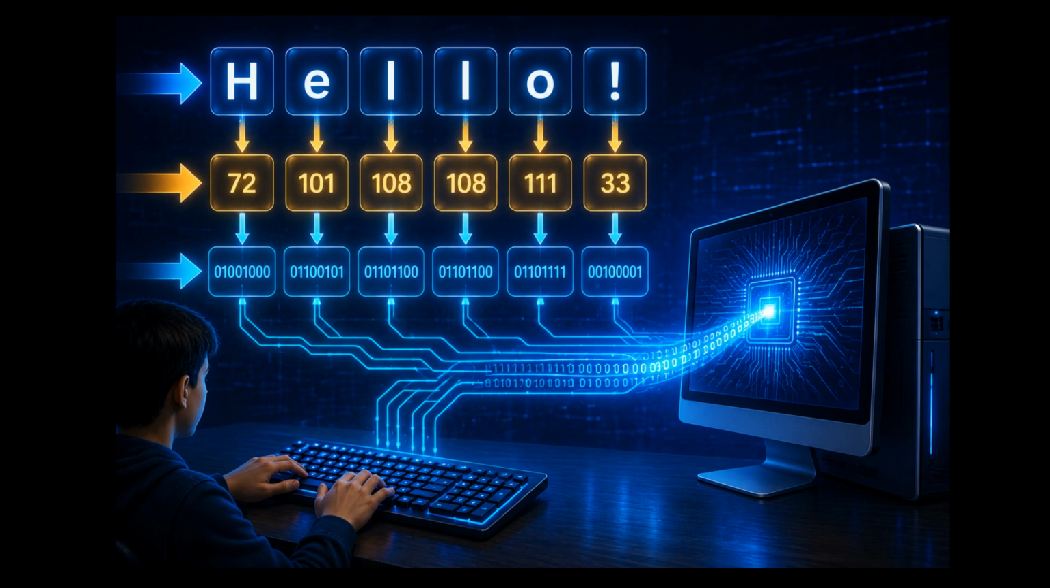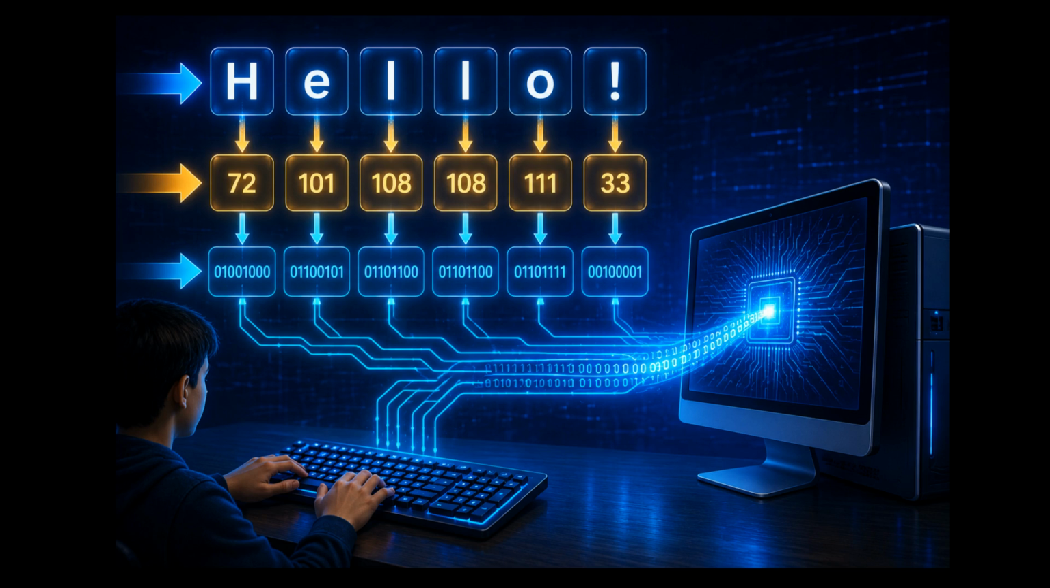Instead, each character is assigned a unique numerical code. For example, the letter H becomes 72, E becomes 101, and the exclamation mark also has its own code. Next, each number is converted into binary. These binary patterns are what the computer actually stores and processes.